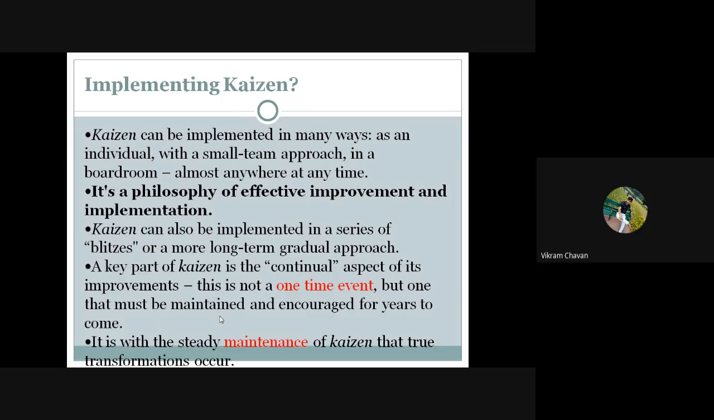We need to collaborate with thoughts, create new ideas, and apply those ideas. So we cannot say that once you apply it, that is the final improvement. That is not a fact. We have to continuously implement these kaizen techniques, the kaizen thought process, and encourage the workers and employees for a long period of time. So this is the implementation part of kaizen.